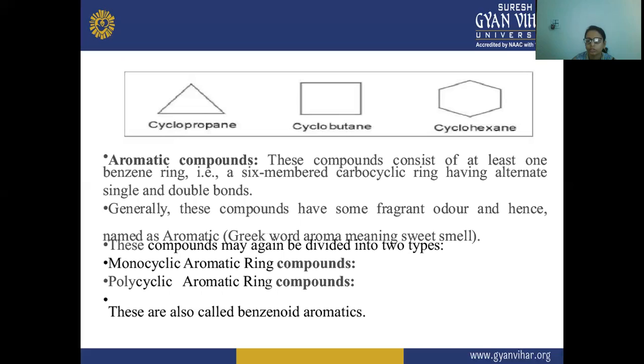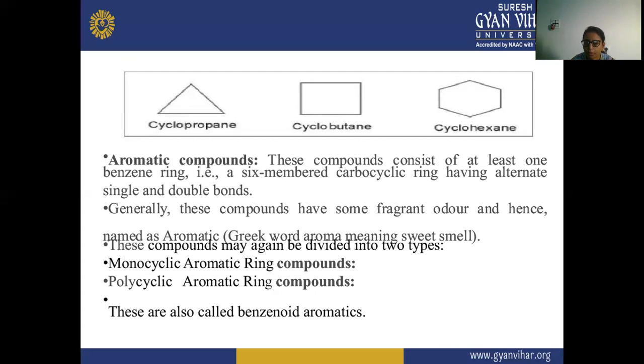Next is your aromatic compound. Aromatic compounds consist of at least one benzene ring, that is, a six-membered carbocyclic ring having alternate single and double bonds. So they should consist of one or more benzene rings, with at least one six-membered carbocyclic ring that has alternate single and double bonds.